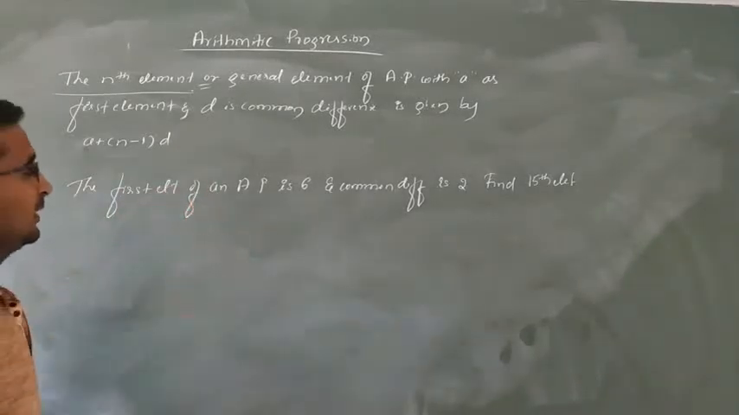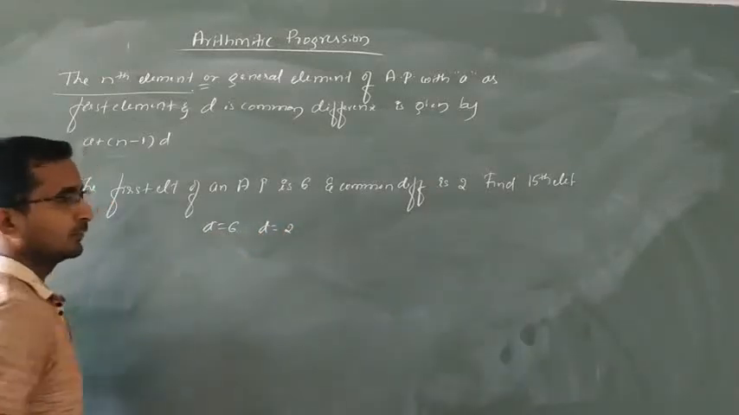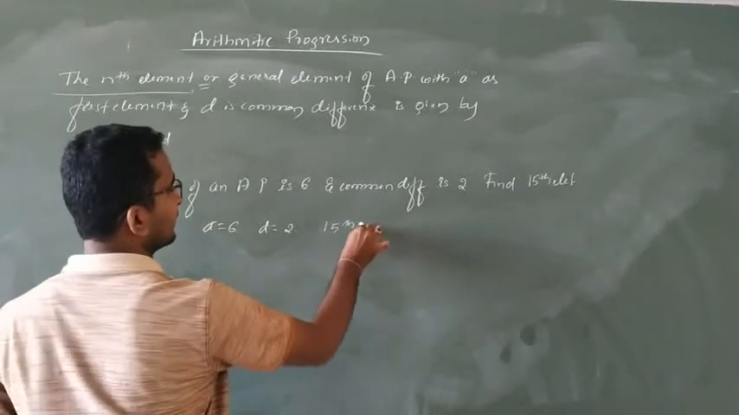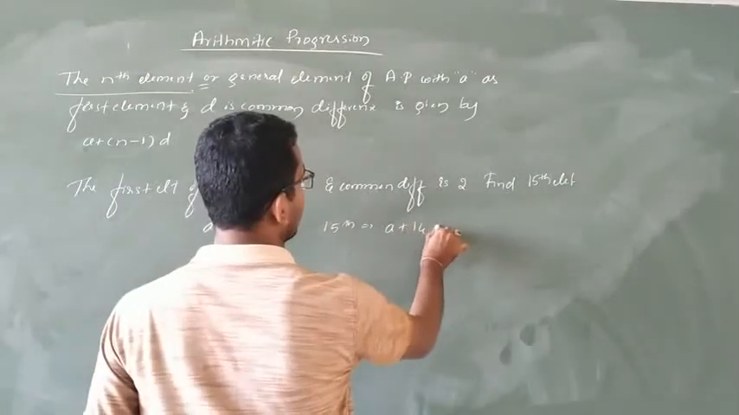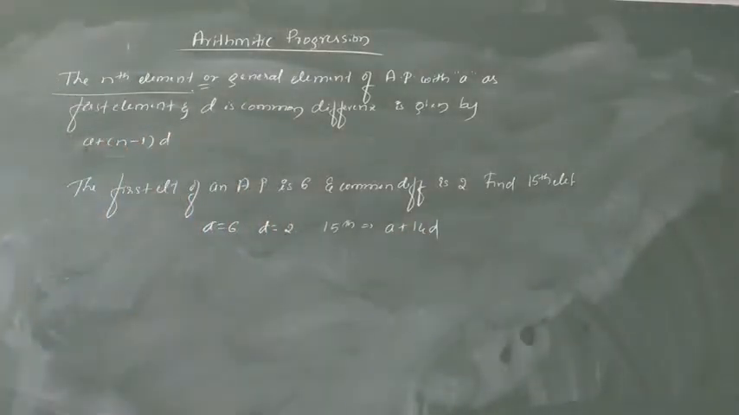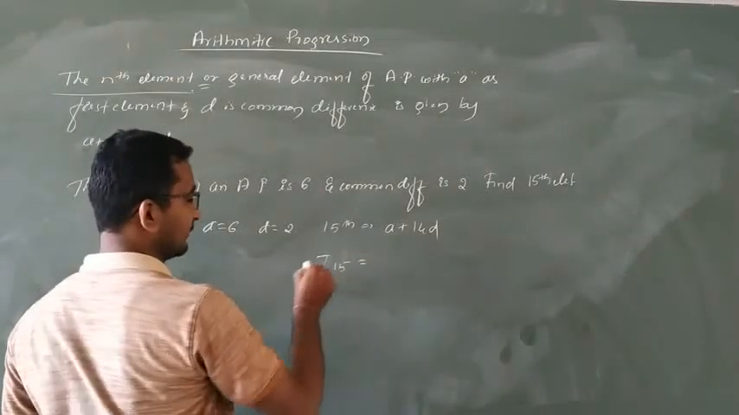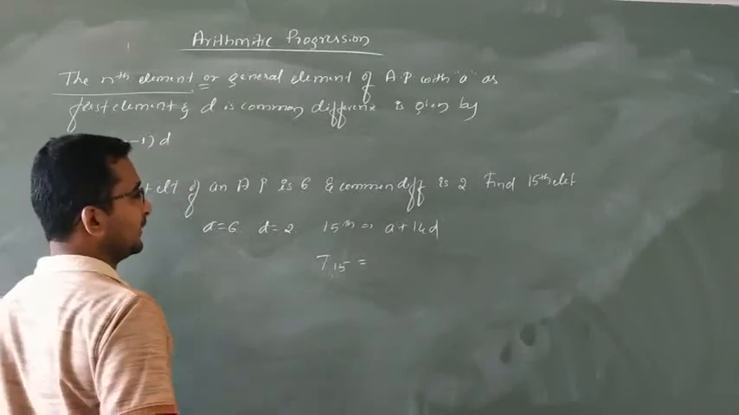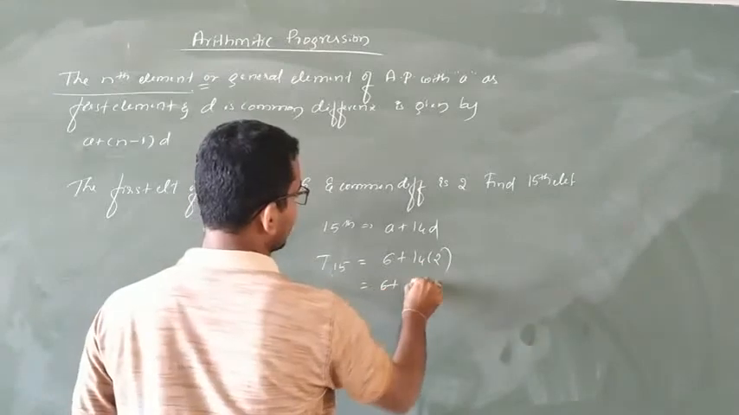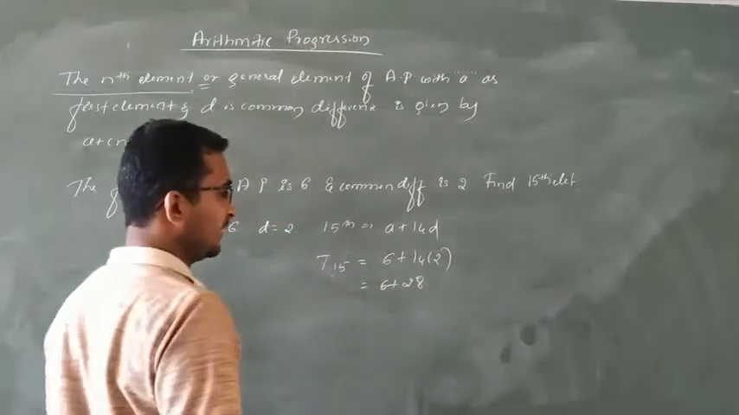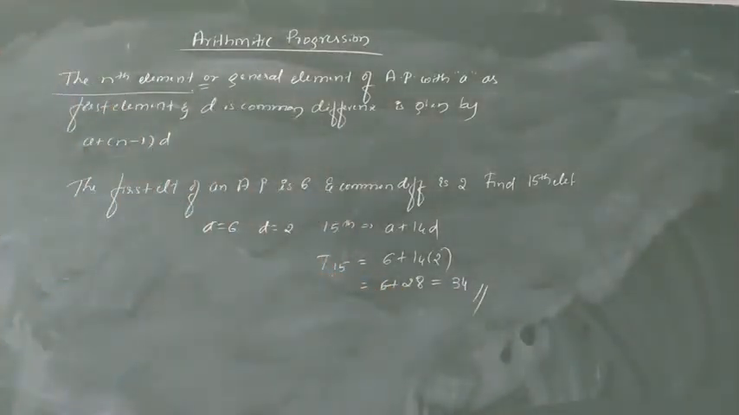The first element of an AP is 6. The first element is nothing but 6, and the common difference, that is D, is 2. We have to find out the 15th element. The 15th element of an AP is A plus 14D. So we have to substitute, that is T15. In place of n, you have to substitute n is equal to 15. A is 6 plus 14 into 2. 14 twos are 28. 28 plus 6, that is 34, is your 15th element. Got it?